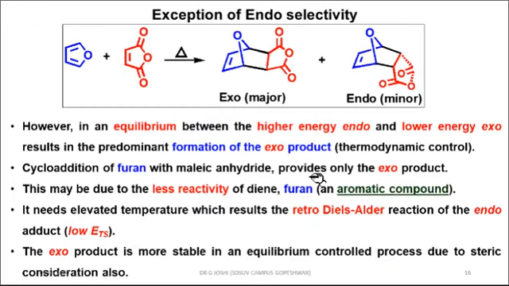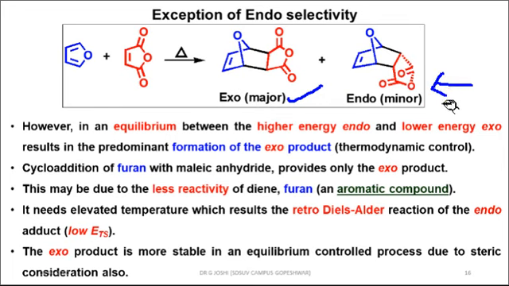However, there are some exceptions to endo selectivity as well. For cases in which the Diels-Alder reaction is reversible, the reactions are under thermodynamic control, where the exo product is formed to a major extent compared to the endo product.